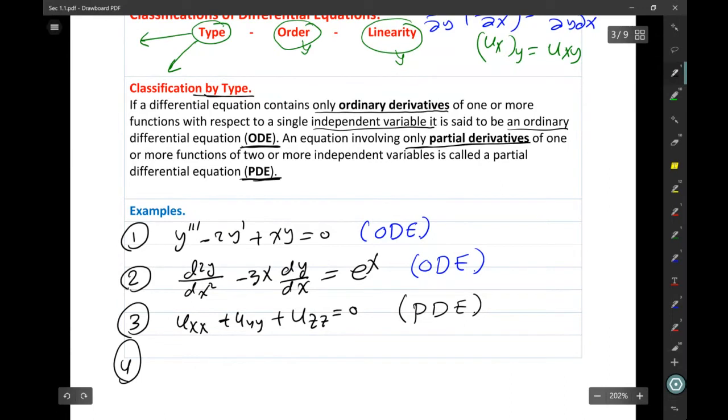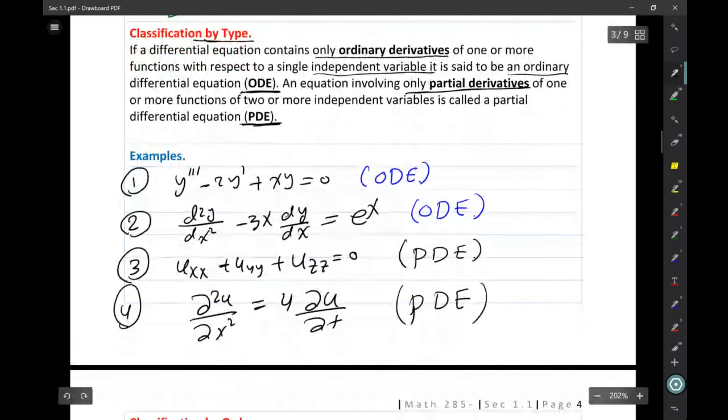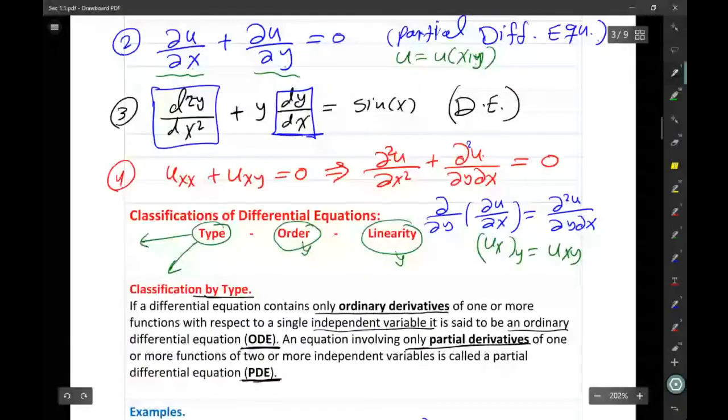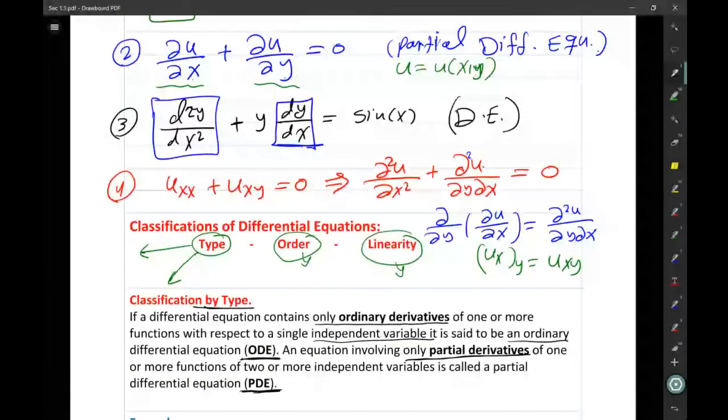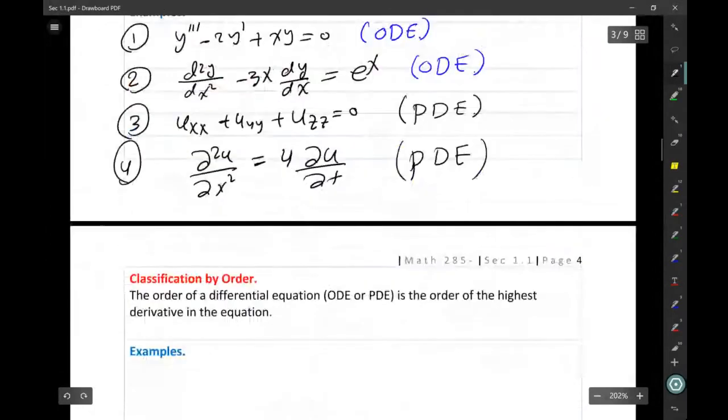Number four, if we say d squared u over dx squared is equal to 4 du by dt, this is also a partial differential equation. So it depends on whether I have partial derivatives or ordinary derivatives. So the type will be classified as either ODE or PDE, partial differential or ordinary differential.